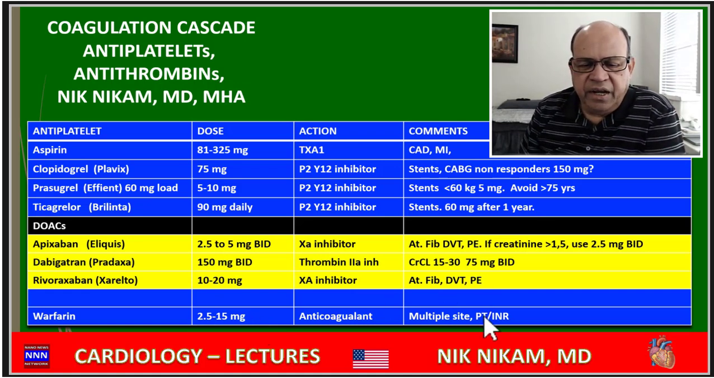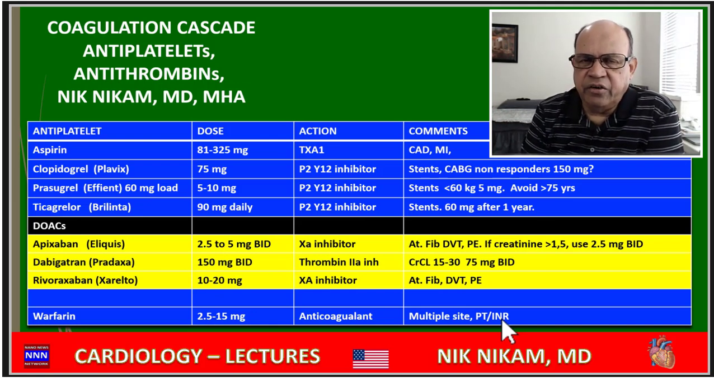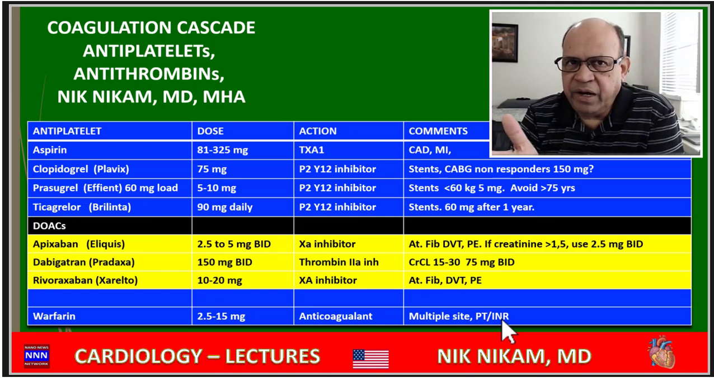The PT-INR range that we use for atrial fibrillation or DVT is different from what we use for a prosthetic valve. If we are dealing with a patient with a prosthetic valve, you would like to see your PT-INR between 2.5 to 3.5, whereas if you're dealing with atrial fibrillation or DVT, you may get by with 2 or 2.5 times the normal.